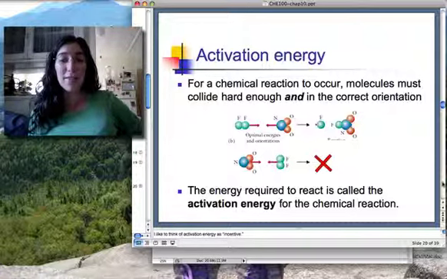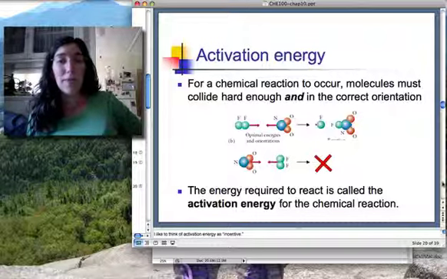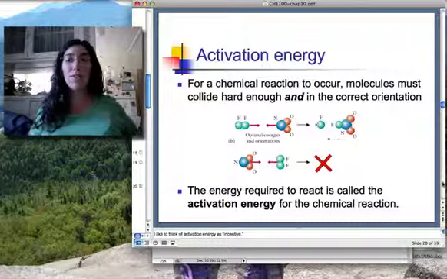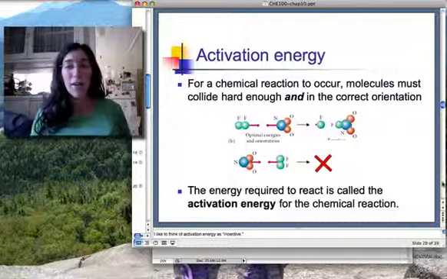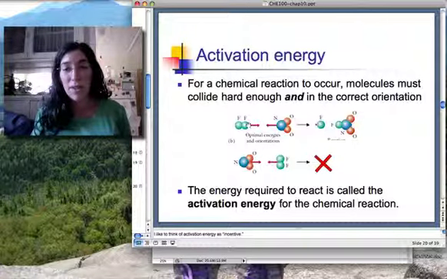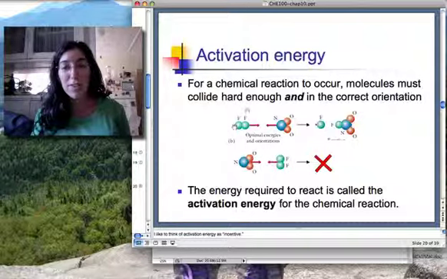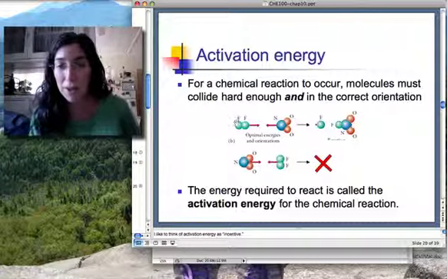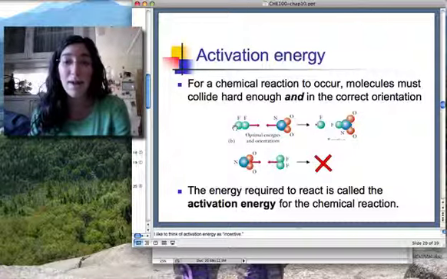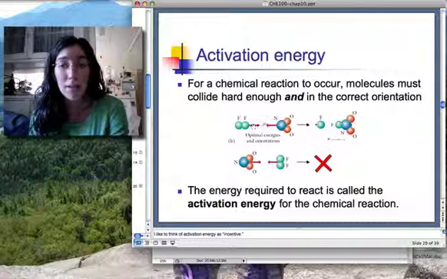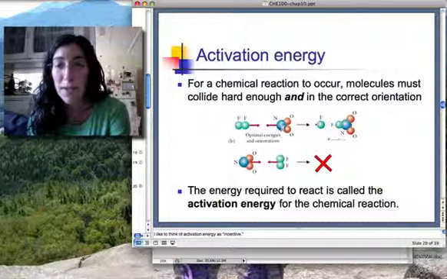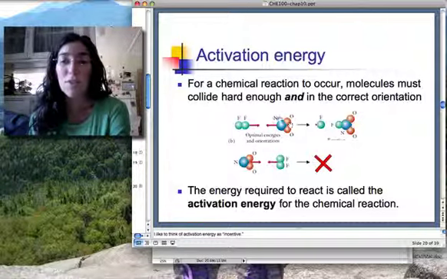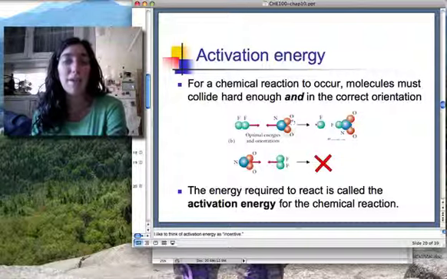Another thing is they need to usually collide in the correct orientation. So not only do they need to collide hard enough, but they need to collide in the right position. So the example I have here is this. If you have these two molecules, so this is two fluorine atoms together, so this would be difluorine, and this one would be nitrogen and two oxygens, nitrogen dioxide, okay?